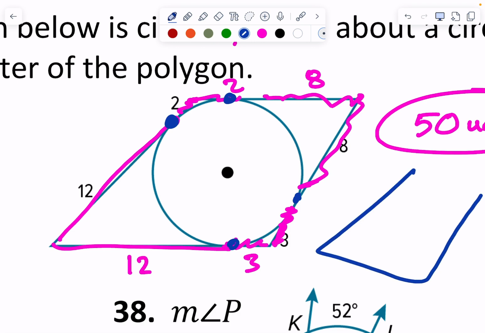This is not circumscribed, right? It has to actually kiss the sides, right? Okay? That's what that means.